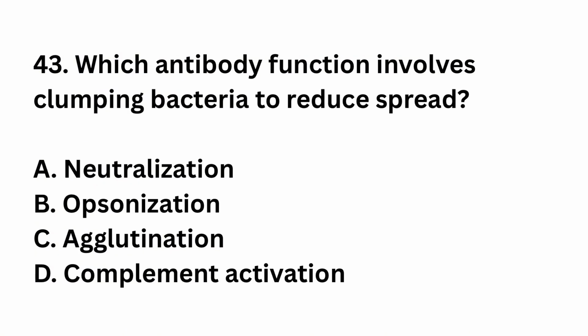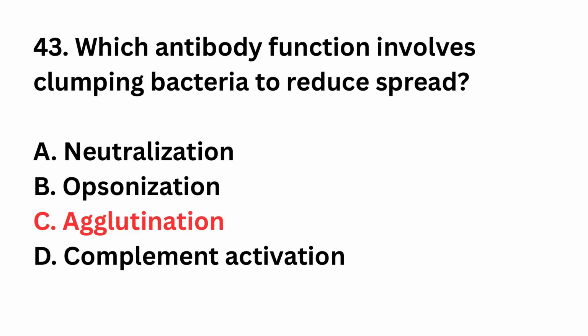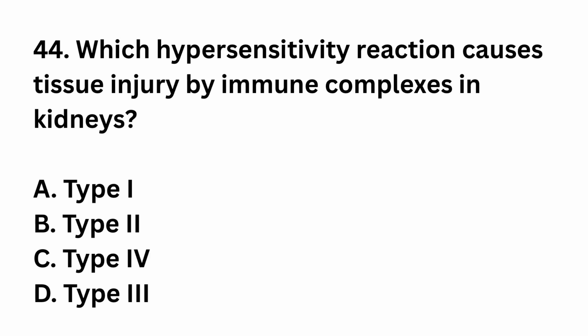Question number 43. Which antibody function involves clumping bacteria to reduce spread? Neutralization, opsonization, agglutination, complement activation. The right answer is option C, agglutination. Clumped microbes are easier to eliminate. This limits infection spread.